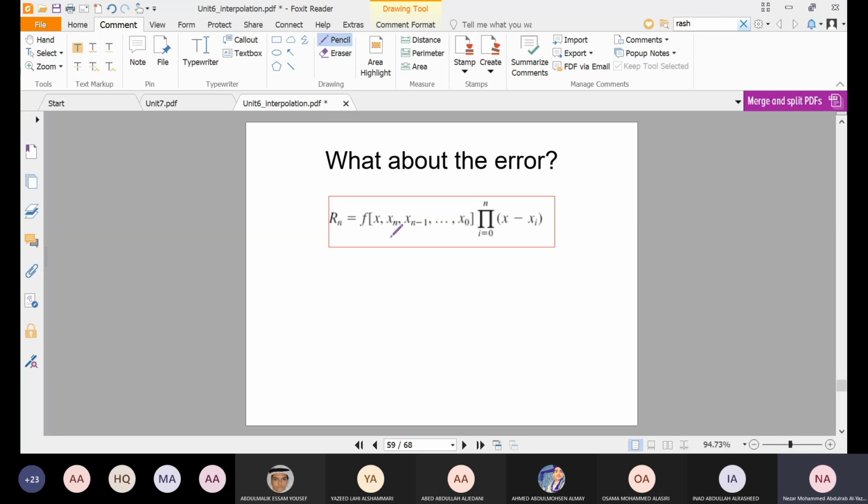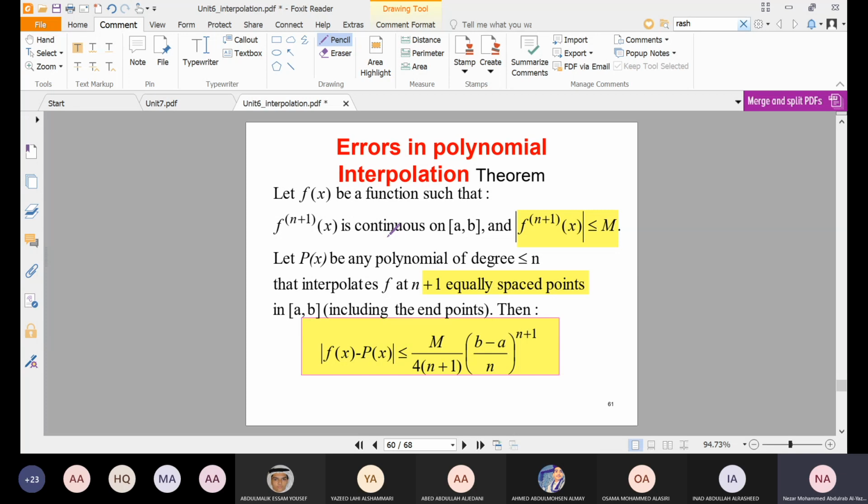Or we can use, for example, the Taylor method. In the Taylor method we have the function, but here the function is unknown. The function usually is unknown. So if we have the function of order, for example, n, it's easy, but the function usually will be unknown.